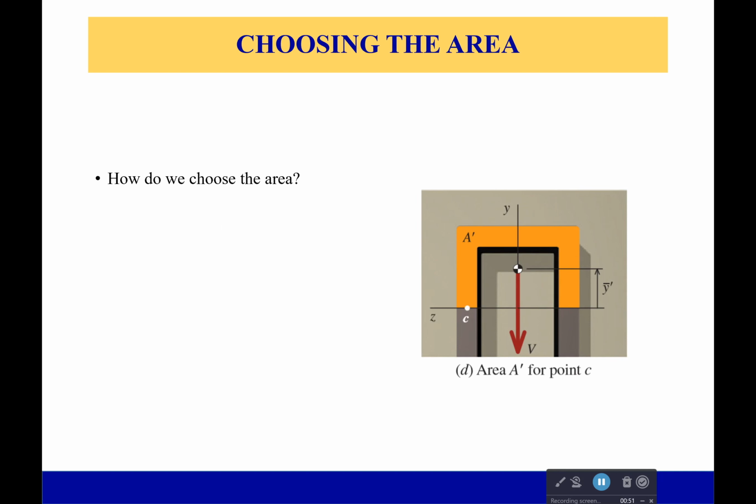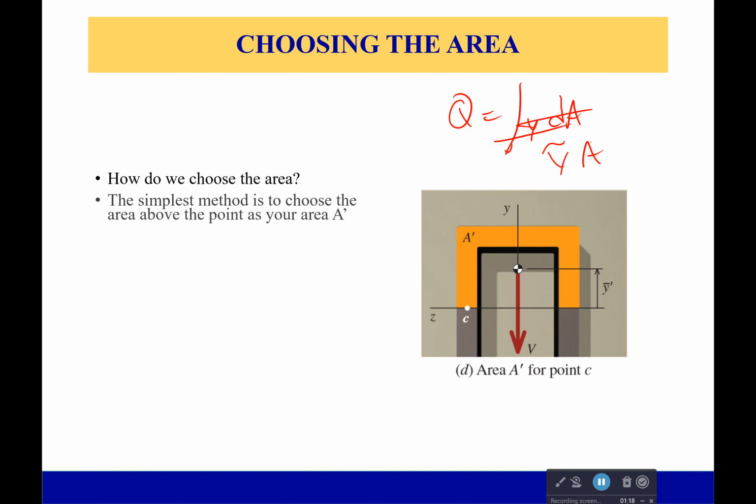So first off, how do you choose the area? Because if you remember, Q is equal to that integral y dA, or in most cases, that's just going to be the y times the area, where y is the distance to the centroid. So how do you choose it though? Because I could go from the bottom or from the top. I just have to take all the area from the top of the member down to my point, or from the bottom of the member up to my point. One or the other.